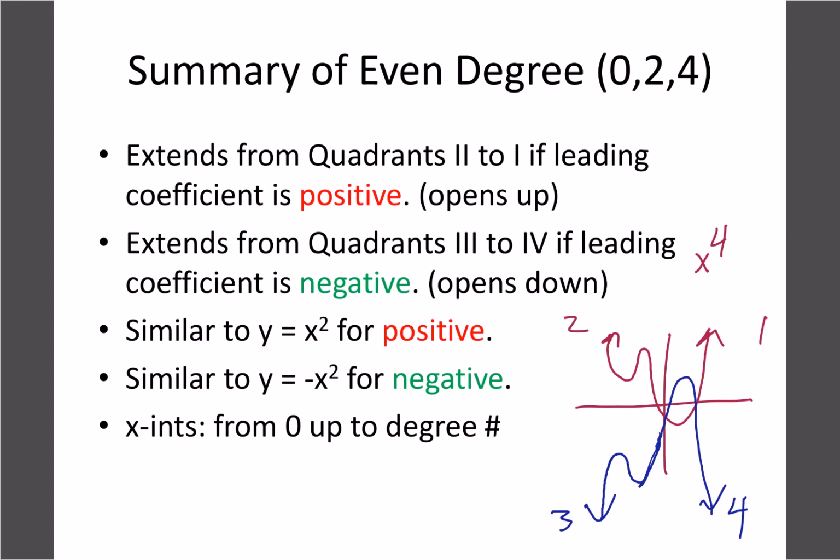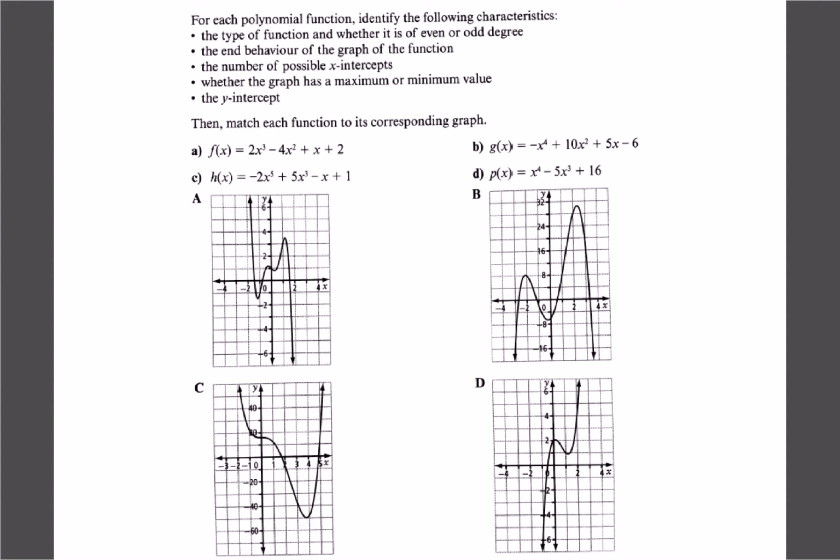So what you have to be able to do now is look for features of these graphs and be able to match them to equations and so on. So let's go through this example. It says determine which equation is even or odd and determine the end behavior. So let's do just these top two first. Looking at equation A, we got third degree, so that would be odd. And because we got a positive 2, we know it's going to be going in a positive direction, so we should get from quadrant 3 up to quadrant 1.